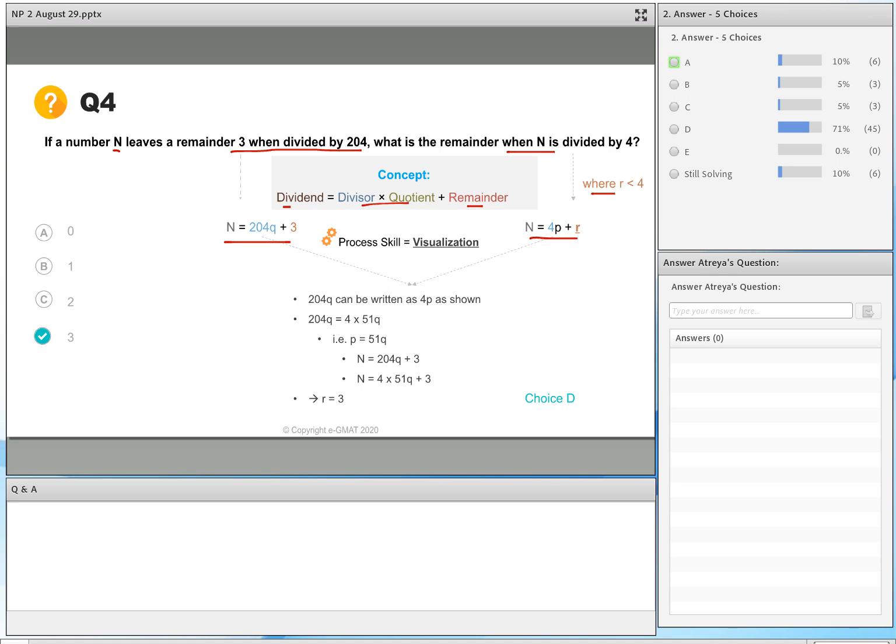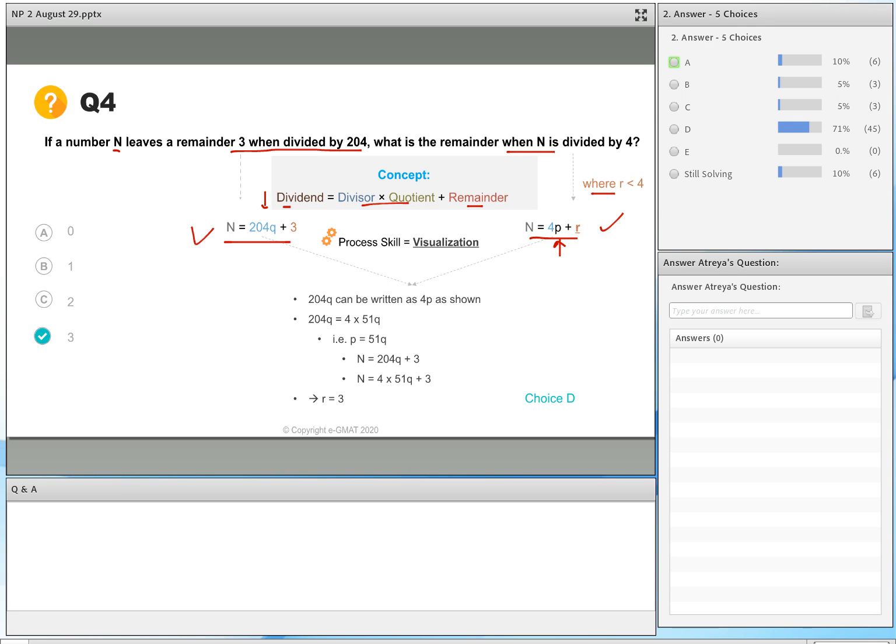Now I compare these two equations. I have n on the left hand side of both equations, so their right hand sides are comparable in nature. I use the process skill of visualization and try to think in what way I can write 204q plus 3 in terms of 4p plus r.